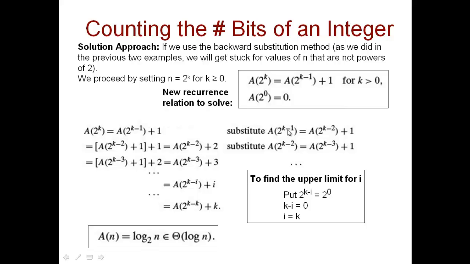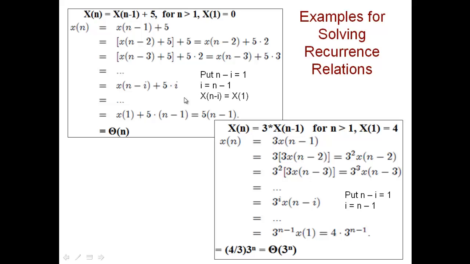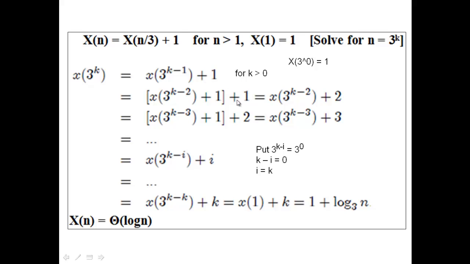So x of 3 raised to k minus 1 is x of 3 raised to k minus 1 minus 1, so that is x of 3 raised to k minus 2 plus 1. So that is x of 3 raised to k minus 1, and substitute for this in terms of 3 raised to k minus 2, we have x of 3 raised to k minus 2 plus 1, and then we have this plus 1 like this, plus 1. So that is plus 1 outside square bracket. So we can now say x of 3 raised to k is x of 3 raised to k minus 2 plus 1, that is plus 2.